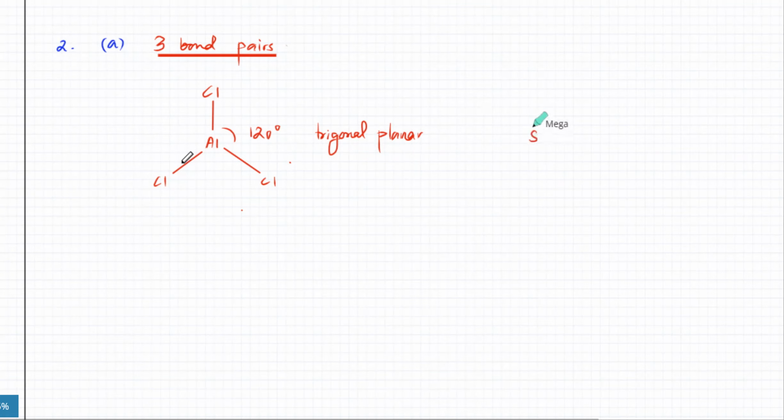Sulfur trioxide is also trigonal planar. So it's got a bunch of bonds, 3 of them. So there are 3 pairs of bonds or 3 double bonds. And they all repel each other. It doesn't have any lone pairs. Sulfur has 6 electrons, 2 shared here, 2 shared here, 2 shared here. There's nothing that is left. So that's about it.